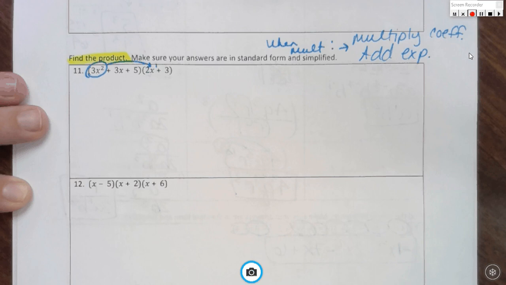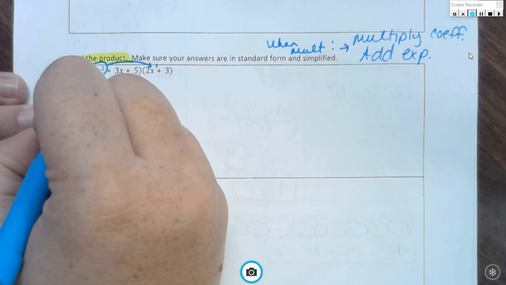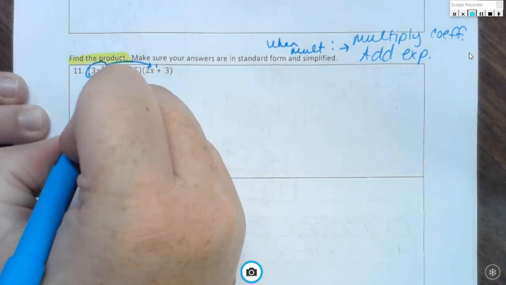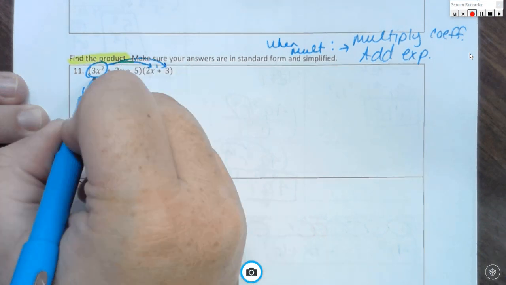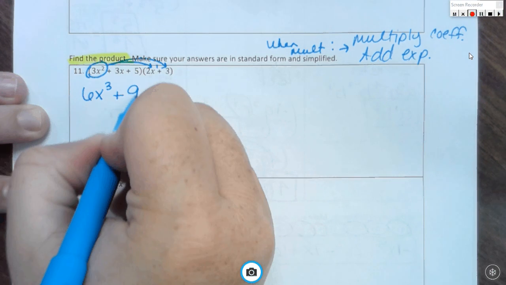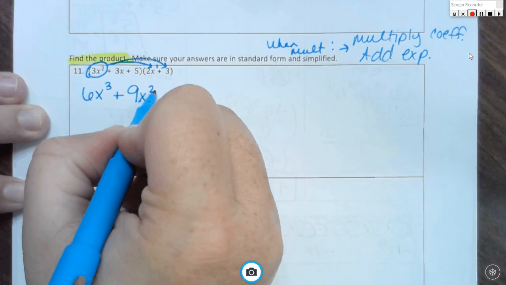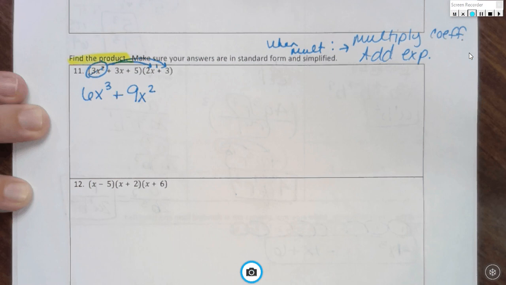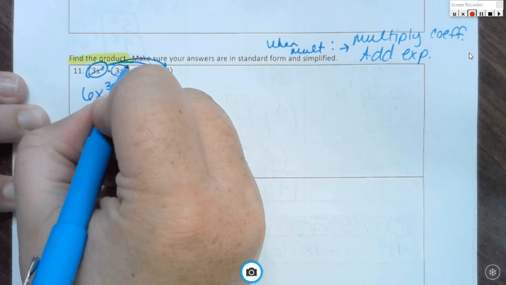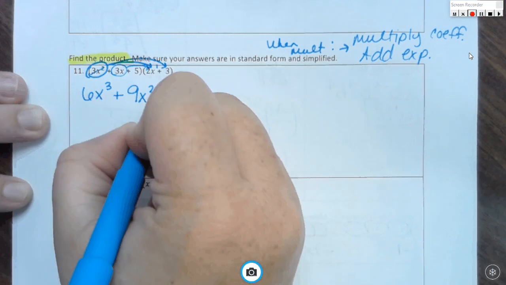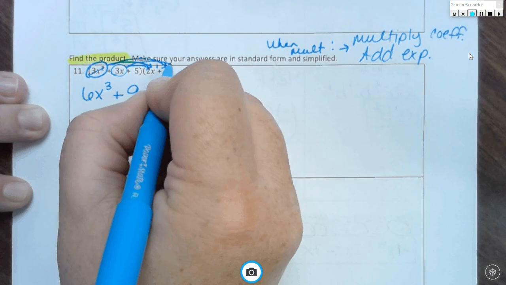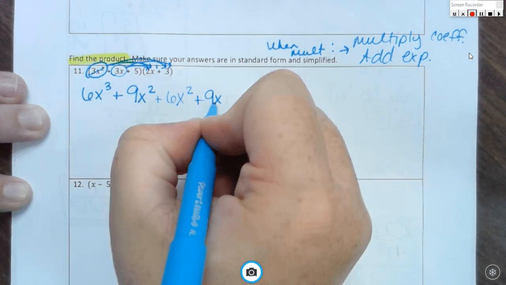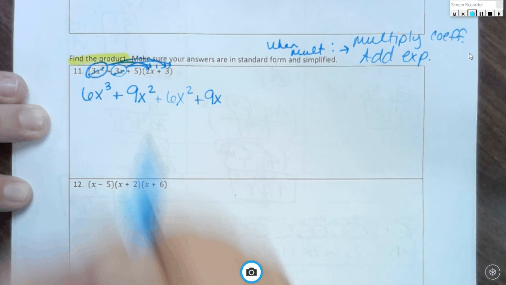3x squared times 2x squared, well 3 times 2 is 6, and 2 and 1 makes 3. On to the next. So 3x squared times 3. 3 times 3 is 9x squared. And I'm done with that first term. Let's move on now to the second term. Now I take 3x. 3x times 2x gives me 6x squared. And 3x times 3 gives me 9x. So I'm done with the second term.